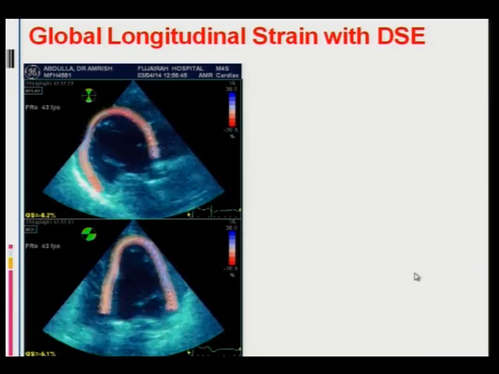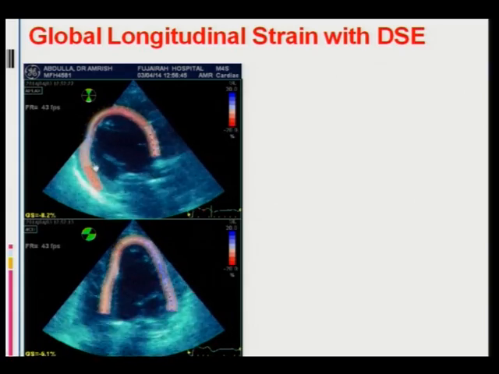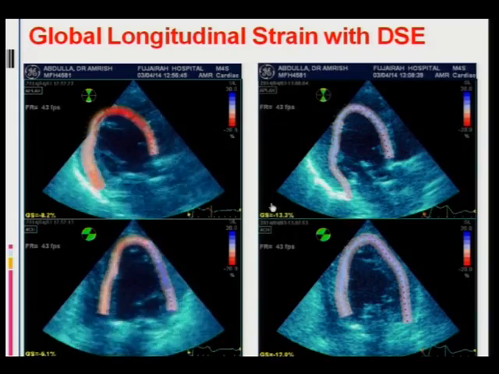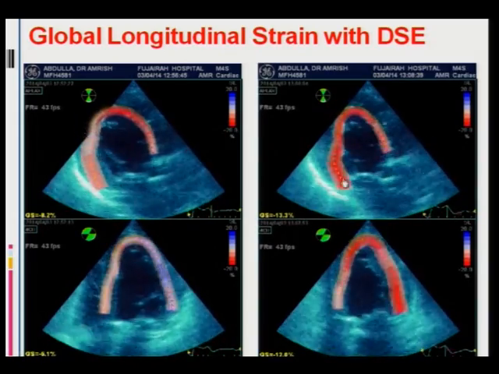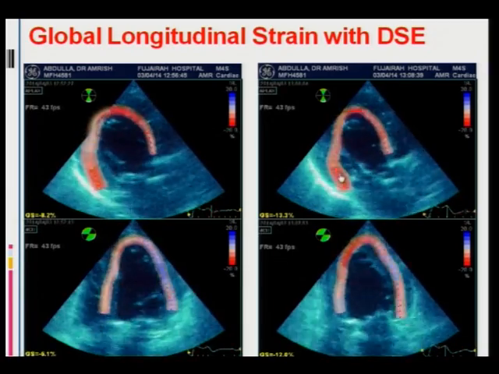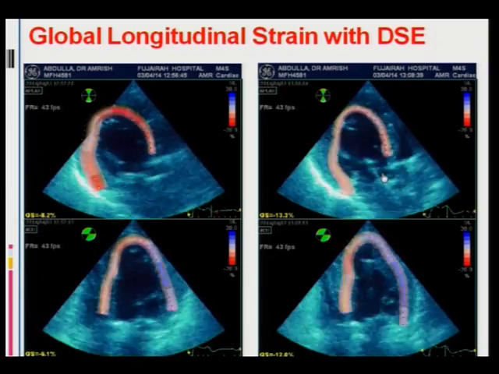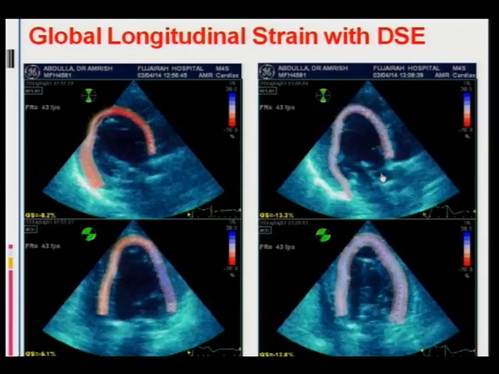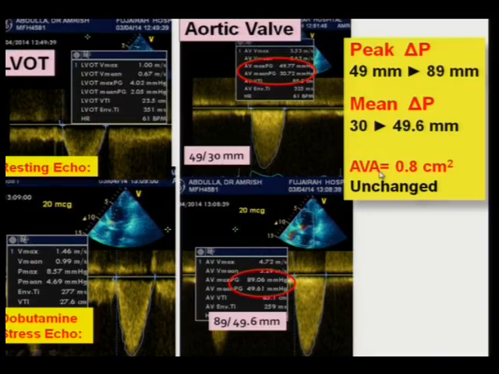We also look at the longitudinal function of the heart with dobutamine, and you can see these two are the basal images. You can see the left ventricular function is significantly reduced. There are more pink segments and fewer red segments, and with dobutamine, you can see that the heart contractility has become much more robust, and there are more red areas, which indicates an improvement in the longitudinal function. Coupled with the increased contractility, we could see that the gradient across the aortic valve is increased.